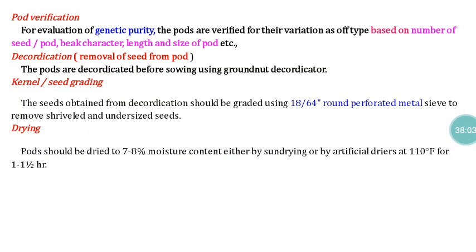Then after harvesting, we have to separate the pod from the mother plant through stripping operations. Now many machines are available for stripping of the pod from the mother plant. After stripping, the pod should be subjected to pod verification, like that of the maize. In the case of maize, we do cob verification. Like that, here the pod should be subjected to verification.